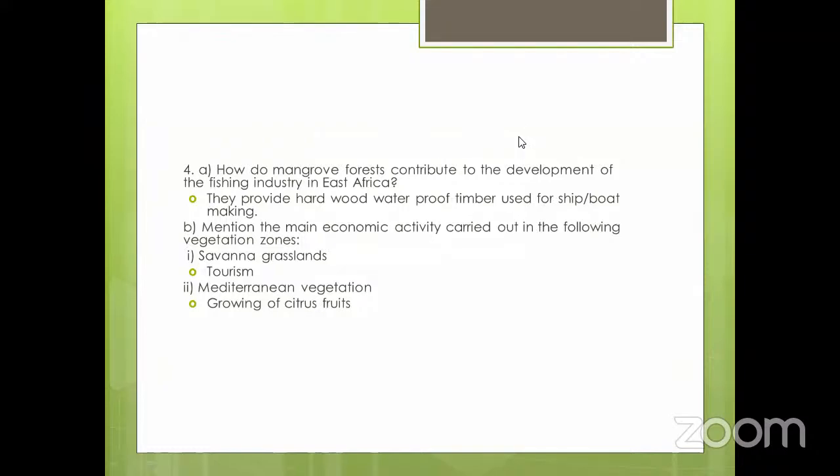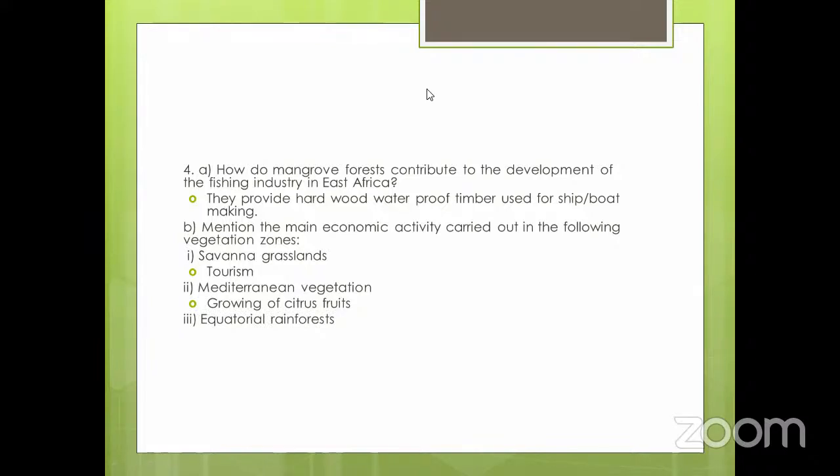Citrus. Growing of citrus fruits. Yes, the growing of citrus fruits is the economic activity there. Now, do you know the examples of the citrus fruits here? The citrus fruits we are talking about here, you talk about the lemons, you talk about the grapes, and so on. Then the other one is equatorial rainforest. Which one is the main economic activity carried out there?